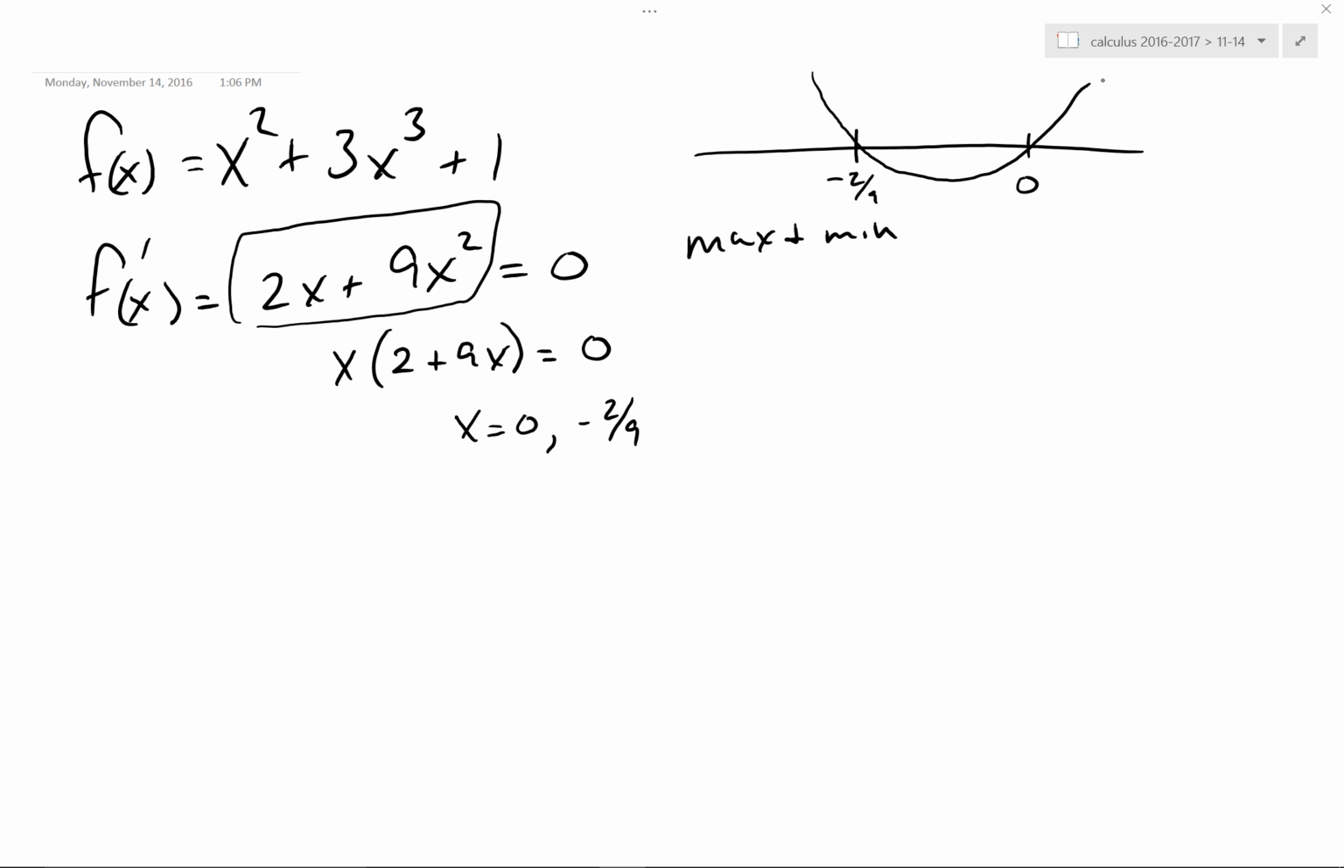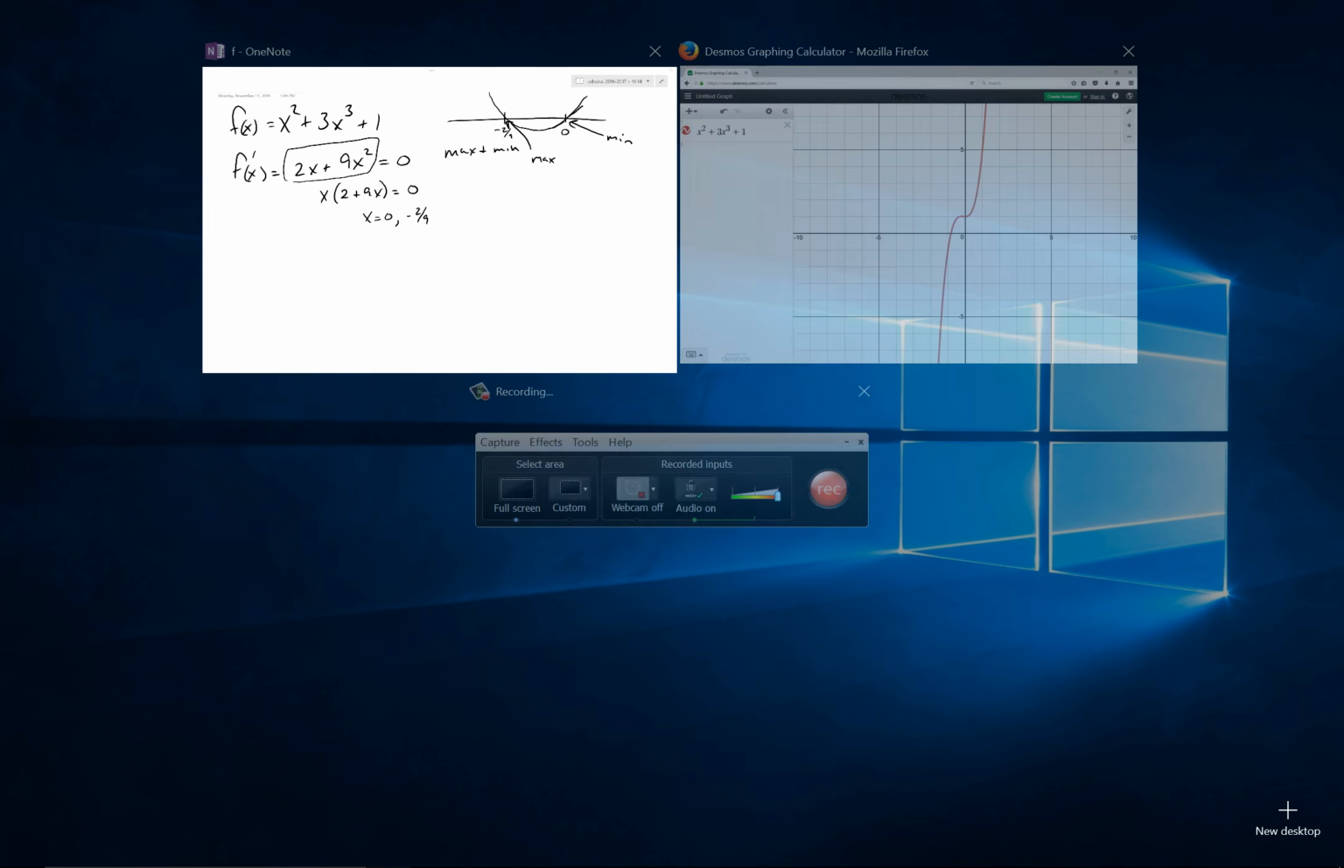Meaning that I had positive slopes over here and then negative slopes. Wait a minute, if it was positive slopes and then negative slopes, this guy here has to be a maximum because it was going up and now it's coming down. But this guy, they were going down and now they're coming back up. This guy must be a minimum.